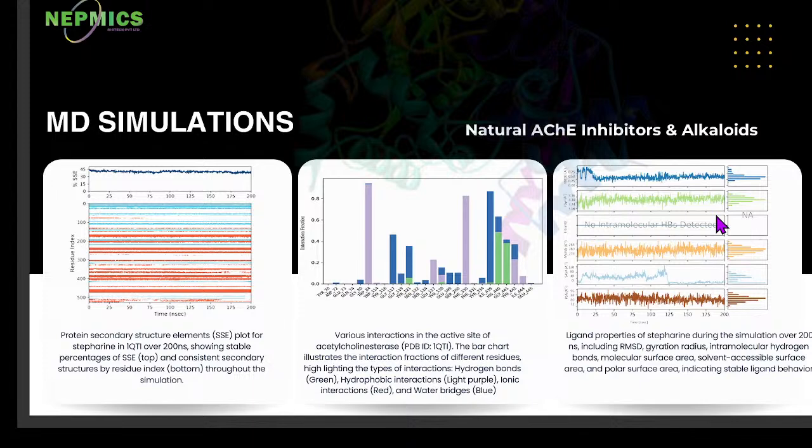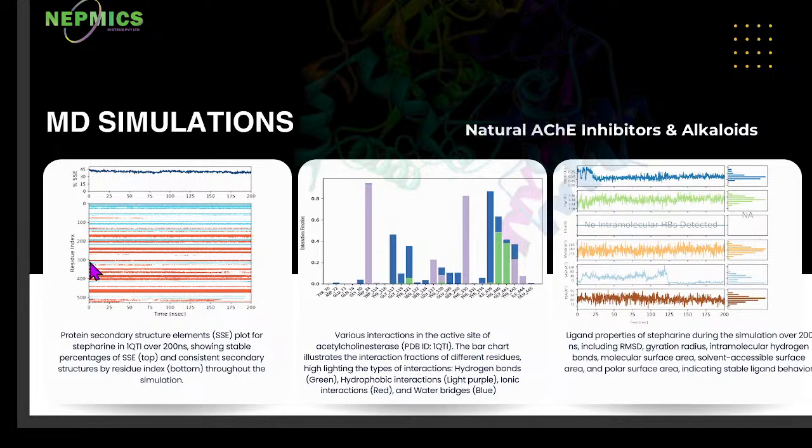And next is the SSE plot. That means the secondary structure elements of the protein have been analyzed over there. It particularly analyzes the protein structure integrity, the stability of the protein. And then on the top side, you can see the percentage SSE, and a stable graph present over there. That means the residues are quite stable over the time of 200 nanoseconds.